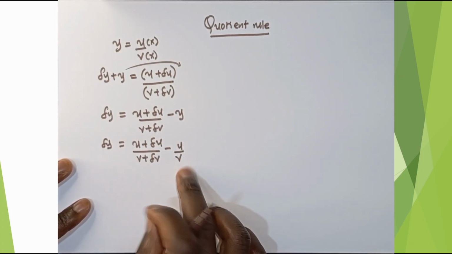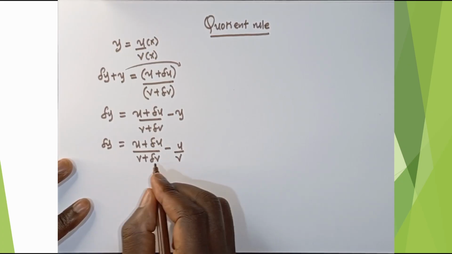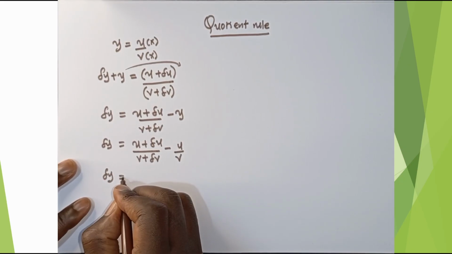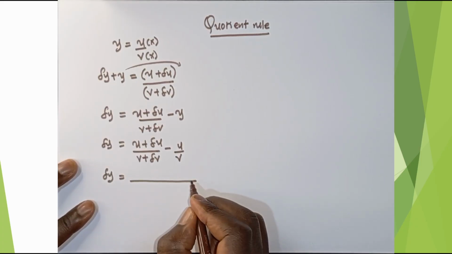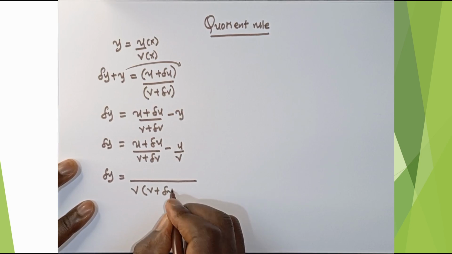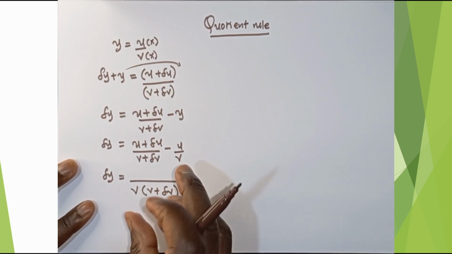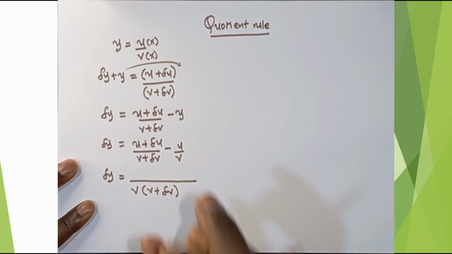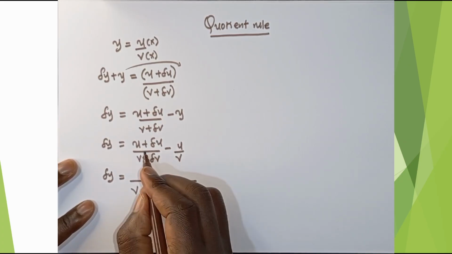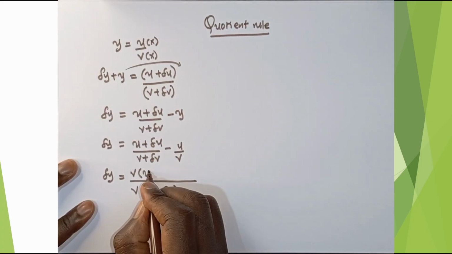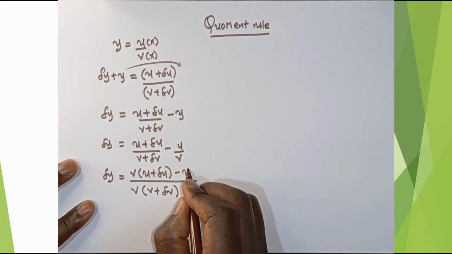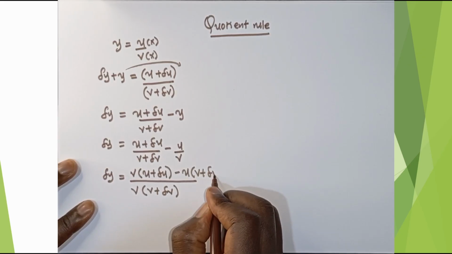Now if you continue, if you look at this, we can get the LCM. So our delta y is equal to, the LCM is going to be v into v plus delta v. Now, after knowing where it comes from, you'll never ever have to cram the quotient rule. So we shall have v into u plus delta u minus u into v plus delta v.